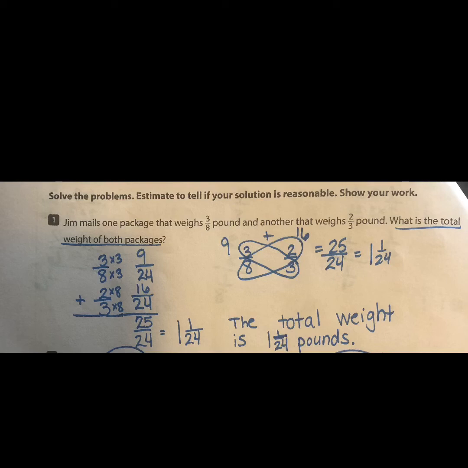So how many wholes can you take? 24 goes into 25 one whole time with 1 left over. Remember, the leftover piece goes to the numerator. The denominator stays the same. So the total weight is 1 and 1/24. I also showed a butterfly method. It ended up being the exact same 25/24, which still has to change to 1 and 1/24.